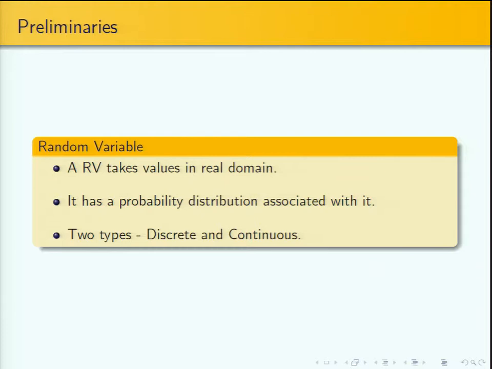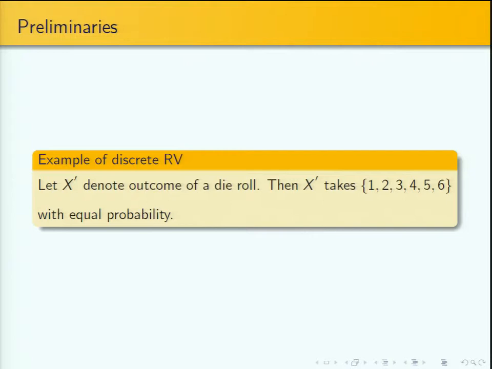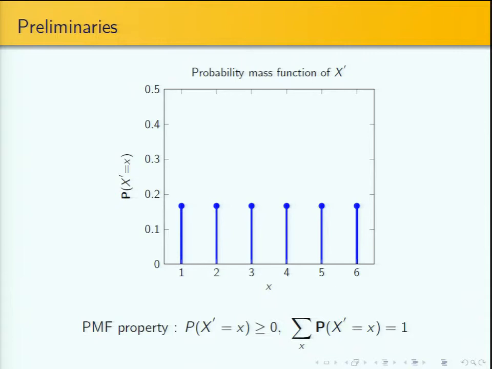Okay. So let's take a simple example, the outcome of a die roll. What is the range here? 1 to 6, okay? What is the probability for each value? 1 by 6, right? All right, good. Now, these numbers are called the probability mass function. Why is that called a mass function?